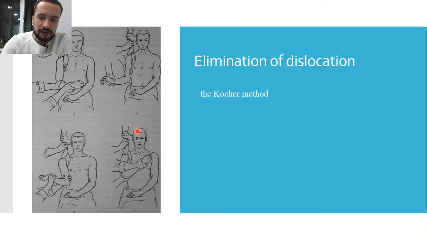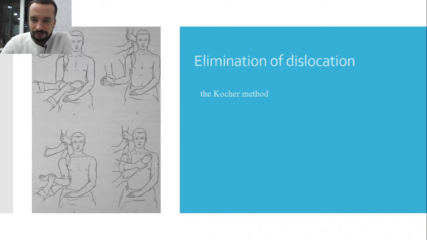The Kocher method is one of the most traumatic. It is usually used in young people with anterior shoulder dislocations. In elderly people, this method is not used because of the threat of fracture of the shoulder bones and other complications.